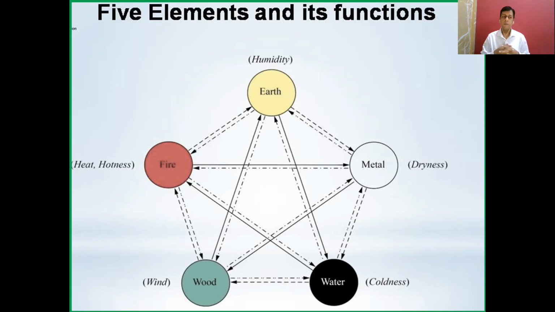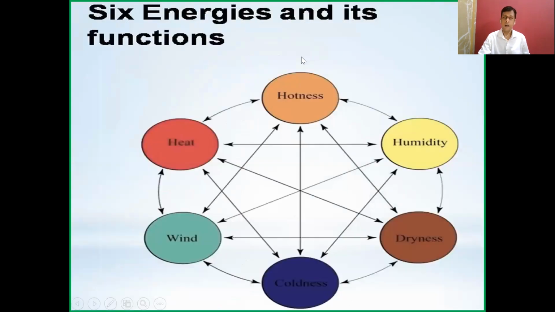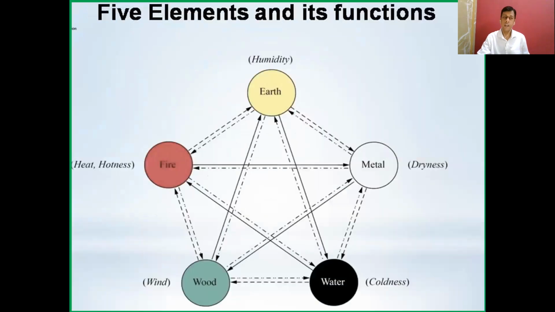Another important point the professor has found is that in the 5 element theory there is no controlling part, but in our body there is one controlling part, and that is the nervous system. So he classified hotness as a 6th part, which is the controlling part, and in this way he found the 6 key.